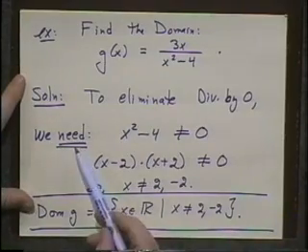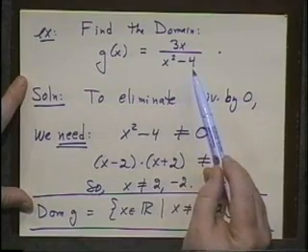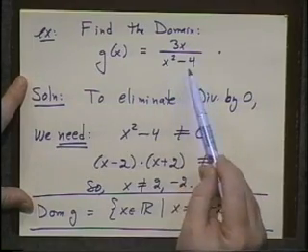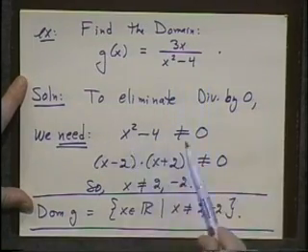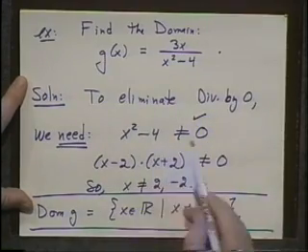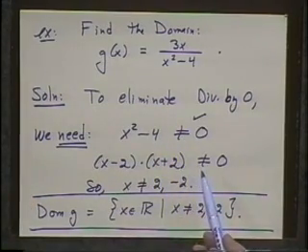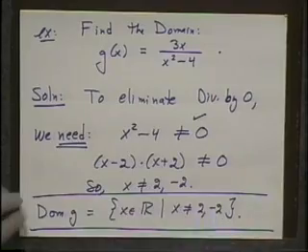But you see the reasoning I used here? I looked at this and said, what could go wrong? Division by 0 could go wrong. I do not want the bottom to be 0, so I write that down. Half the battle here is writing this down. Once you've got it written down, then it's just an equation, or in this case, an inequality to solve. And I don't think you'll have any difficulty doing that.